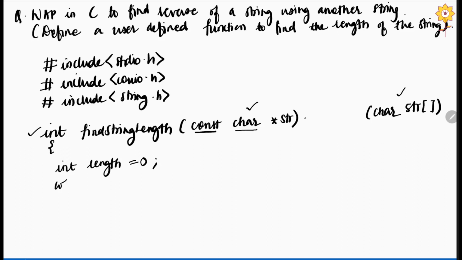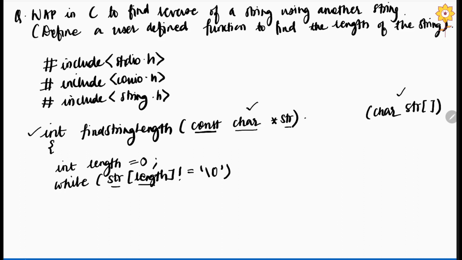Then we are using while, and you put a condition here. In the while, you write str, whatever is the string, its name is str, and you are checking if the current character of the string is not equal to the null terminator, the 0 terminator. This is present in your string.